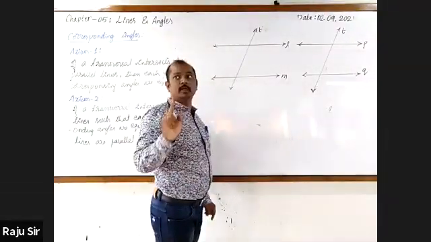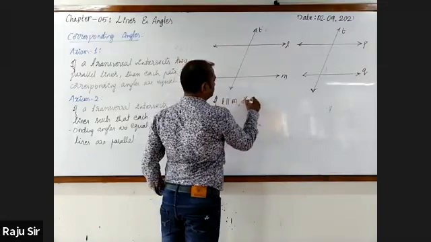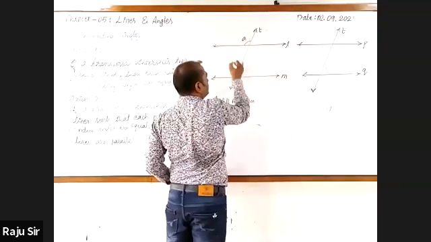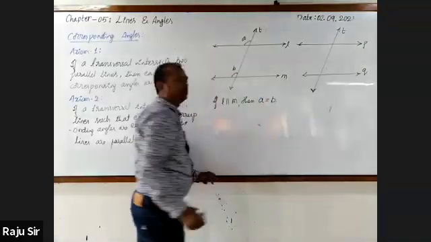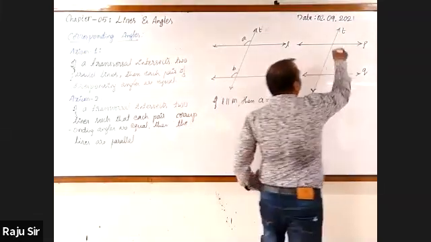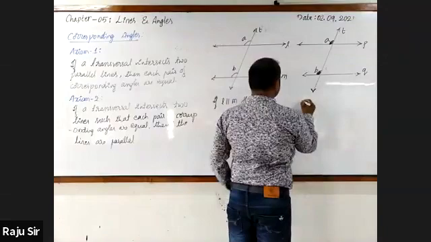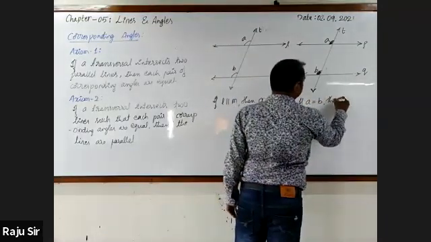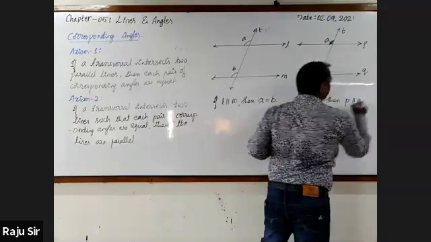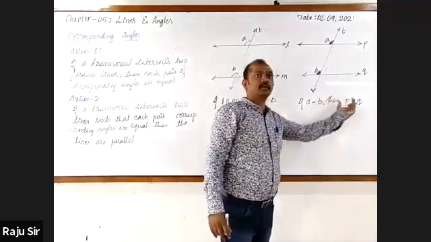I am showing only one pair. Here, if L is parallel to M, then here the angles: this is A, this is B. Then angle A equals angle B. If A equals B, then P is parallel to Q. The lines are parallel, so corresponding angles are equal. The corresponding angles are equal, so lines are parallel.